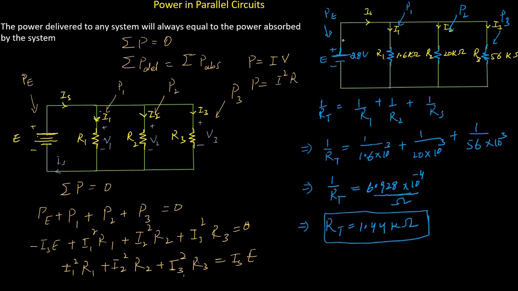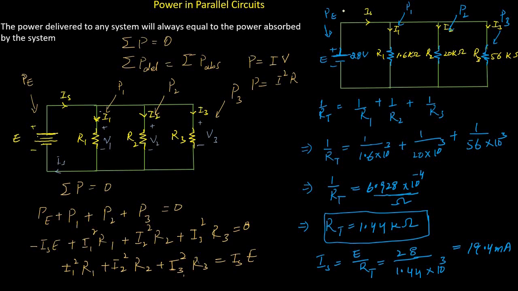Now to find the current from this DC voltage source, by using Ohm's law we know that Is equals E divided by RT. E we already have, which is 28 volts, divided by RT, which is 1.44 kilo ohms. So the resulting current from this DC voltage source is 19.4 milliampere. So here we have a total of 19.4 milliampere of current from this DC voltage source.